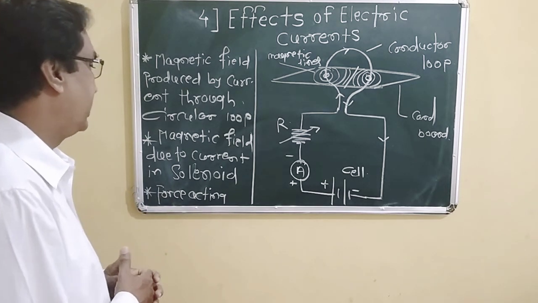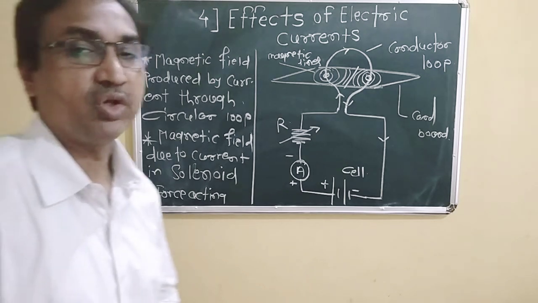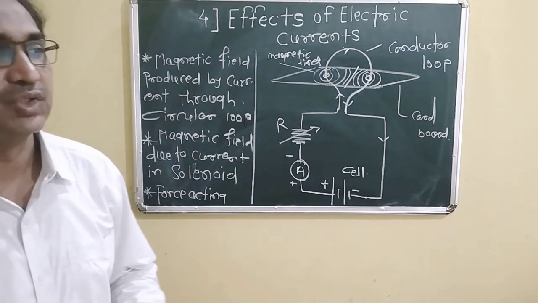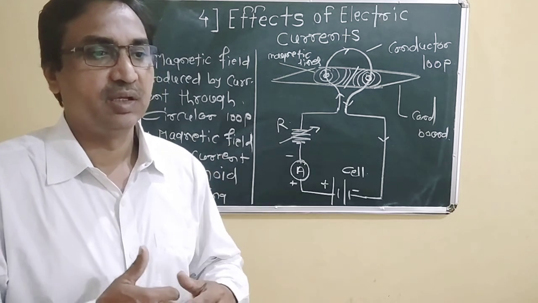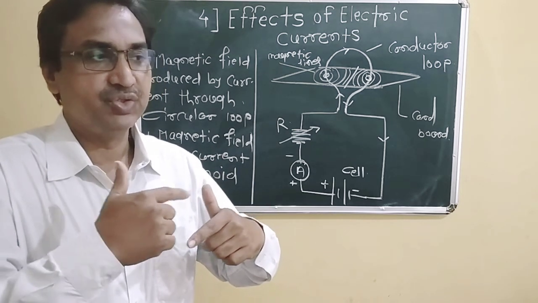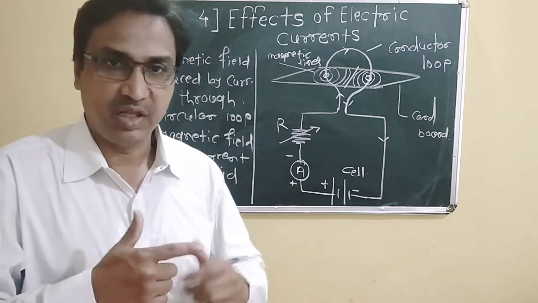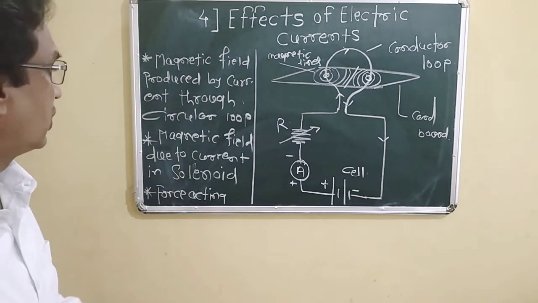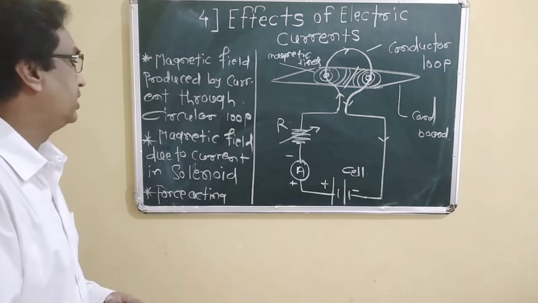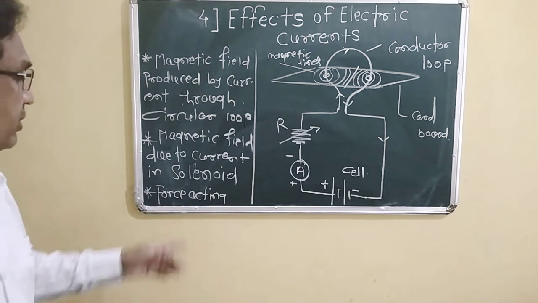After that, the magnetic field due to current in a solenoid. There are different types of shapes, just like a slinky, which is used in a telephone cable. So the solenoid is there, and the magnetic field due to the current we have to find out.